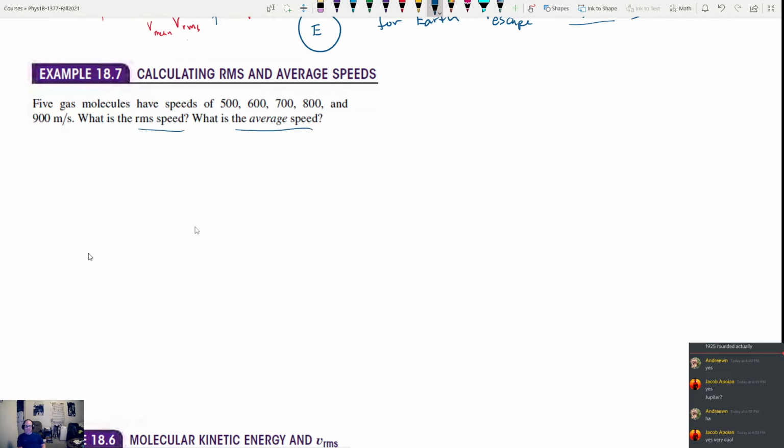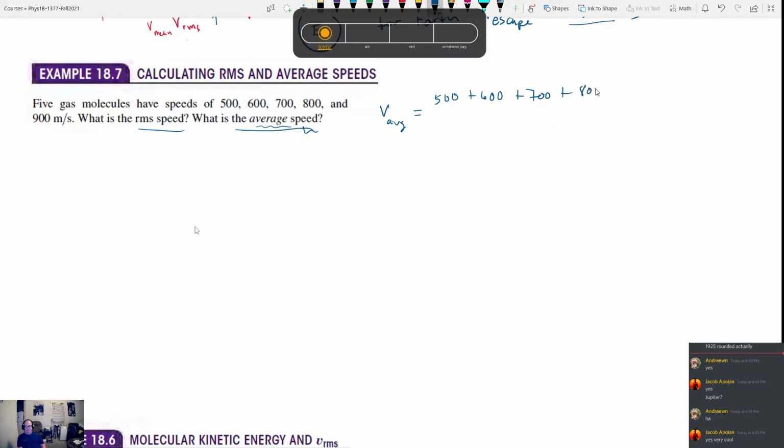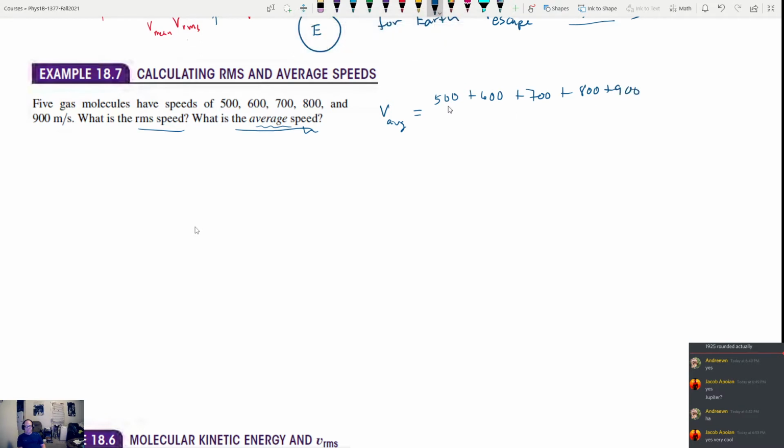All right. So to find the average speed, let's do that part first. To find the average speed, we would take 500 plus 600 plus 700 plus 800 plus 900, and then divide by 5. I'm pretty sure what we're going to get is 700. Because if you add these all up together, it's going to be 3,500, and you divide by 5, you get 700. Okay.